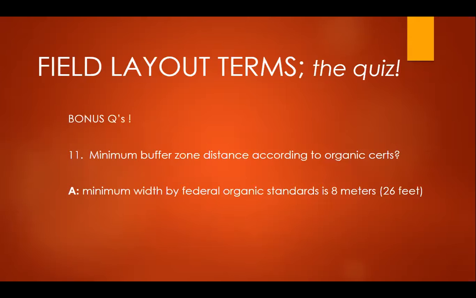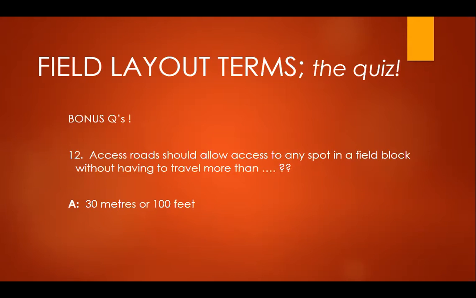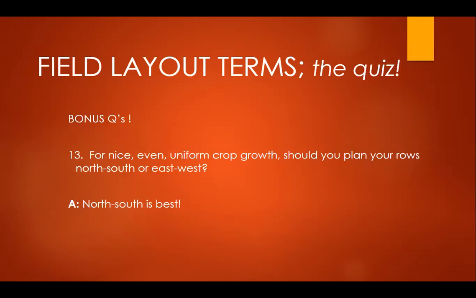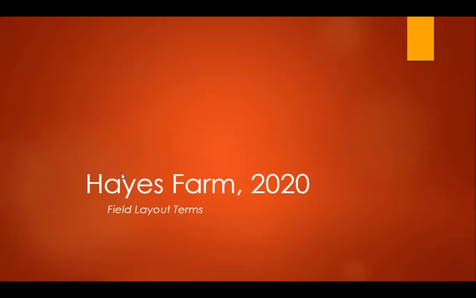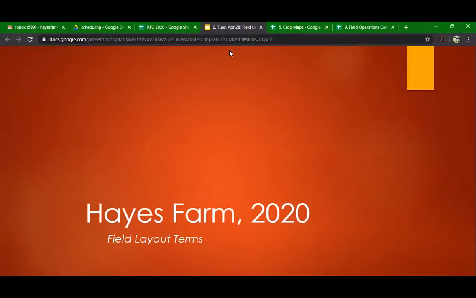And then our bonus questions: the minimum buffer width by federal organic standards, you're looking at 8 meters or 26 feet. For access roads, the magic number is 30 meters or 100 feet, which is what you're looking to have access to from your access roads. For nice, even, uniform crop growth, you want to grow your crops north-south. And I think that's that. Boom.